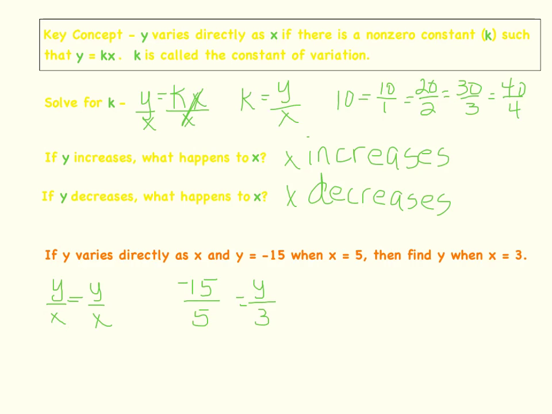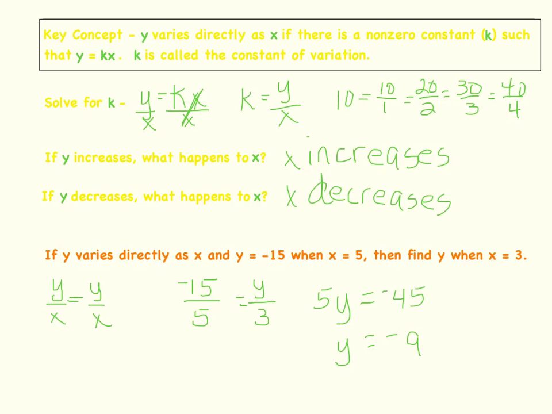Now, I don't know if you remember how to solve for a variable when you have two ratios or fractions equal to each other. We can actually cross multiply here. That's a method we can use. And in doing so, I would say that 5 times y is 5y. And then I would say that negative 15 times 3 is negative 45. And I would divide both sides by 5 so that I could isolate y. And when I do so, I get that y would equal -9.